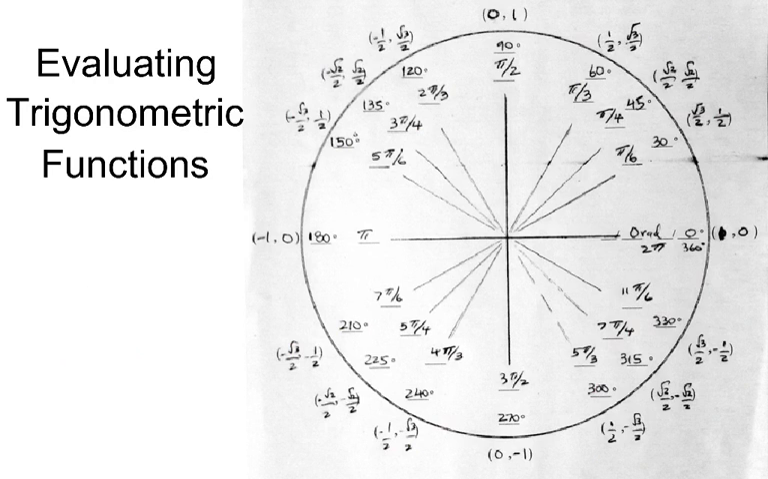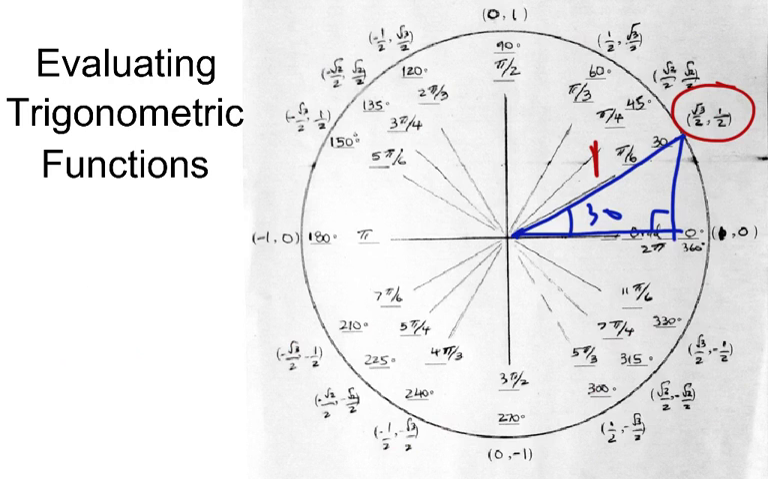Let's do the 30-degree angle. So let's do 30 here. I know that my hypotenuse here is 1. From these dimensions, I know that my x value is square root 3 over 2, and that my y value is 1/2. So let's use the ratios.